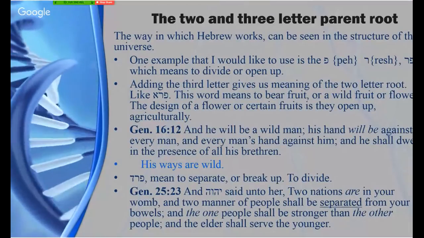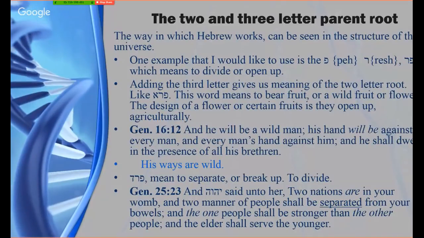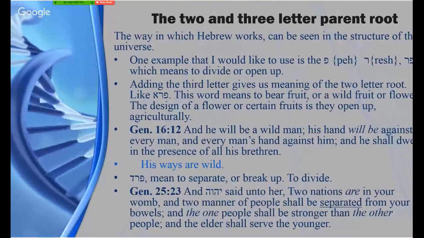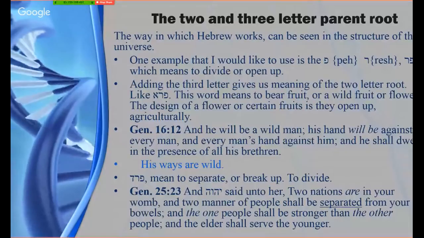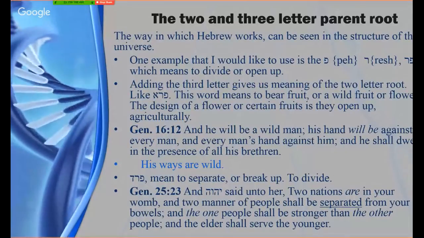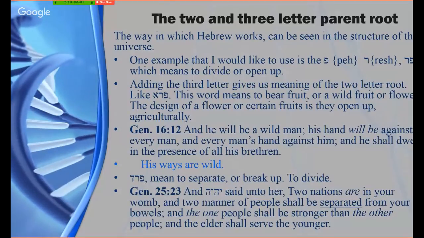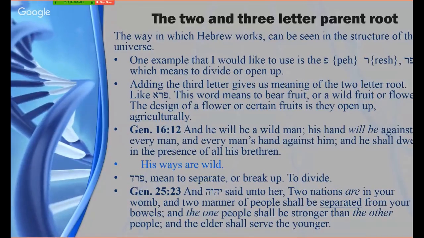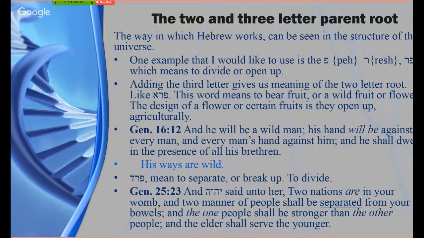Genesis, Bereshit 16:12 says, and he will be a wild man, para. That is the word. He will be a wild man. His hand will be against every man, and every man's hand against him, and he shall dwell in the presence of all his brethren. So again, there's your word para, showing that it means someone that is wild.